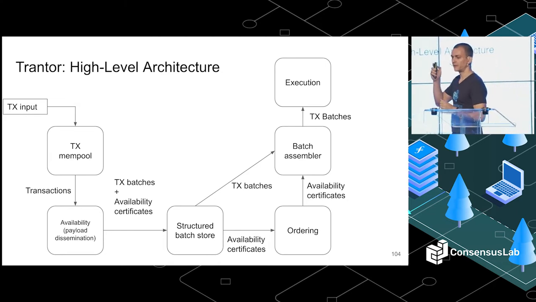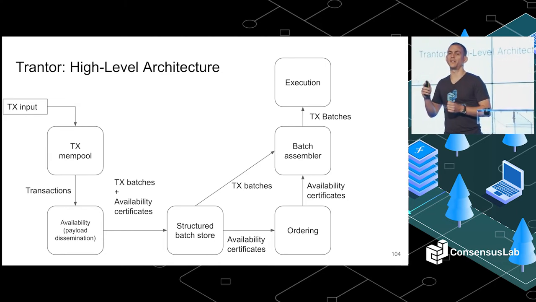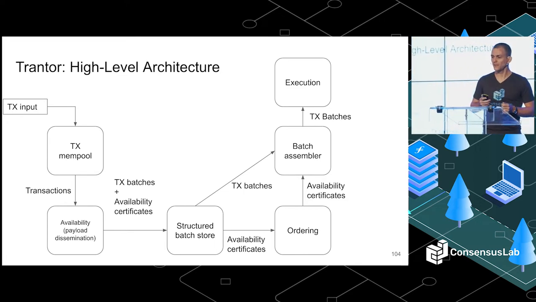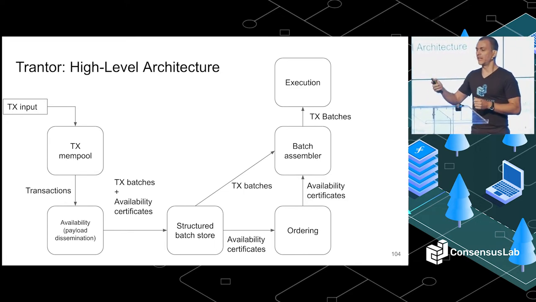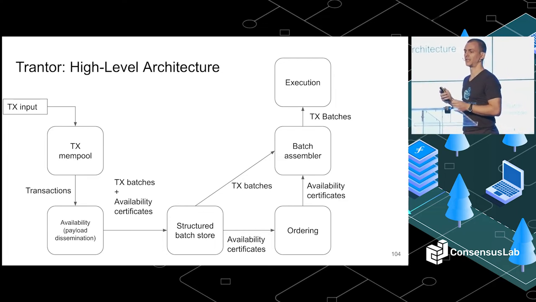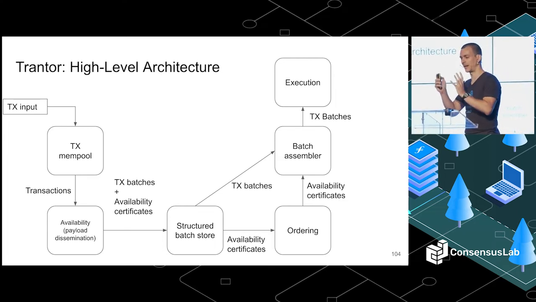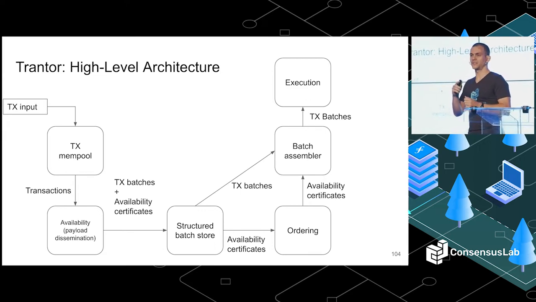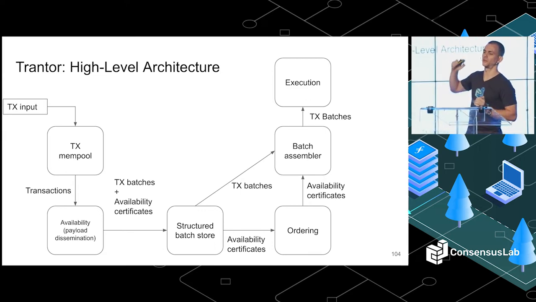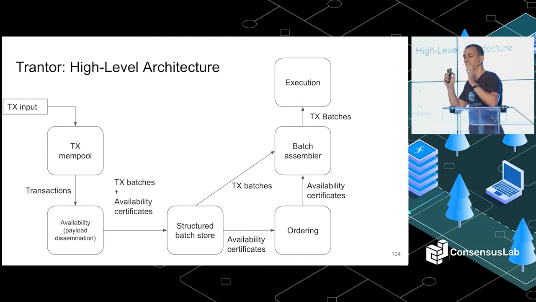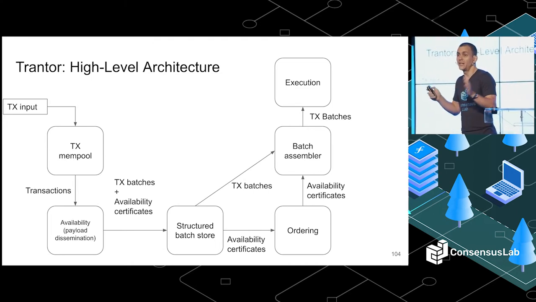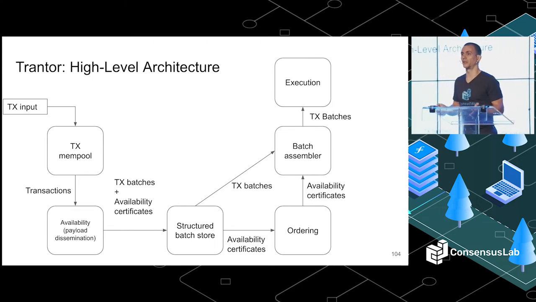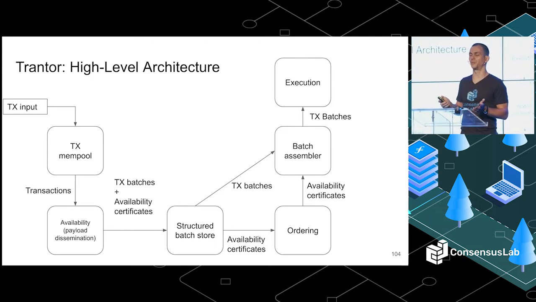And here we have a sequence of availability certificates coming out of the ordering component. And then we take those and we assemble the batches that are referenced by these certificates. That gives us a consistent, totally ordered sequence of transaction batches, and we give it to some execution module. And again, the execution module can be, and often is, actually the bottleneck in some state machine replication systems.